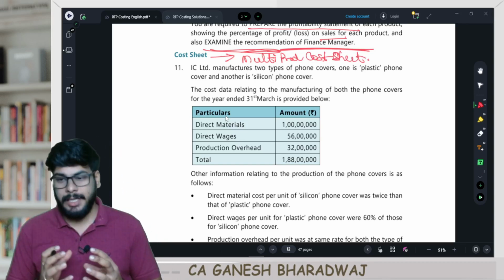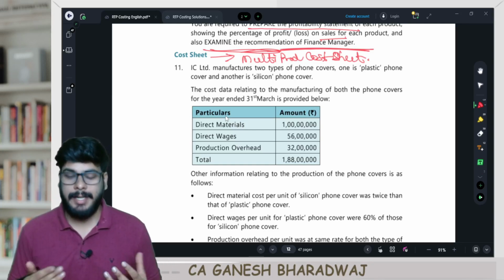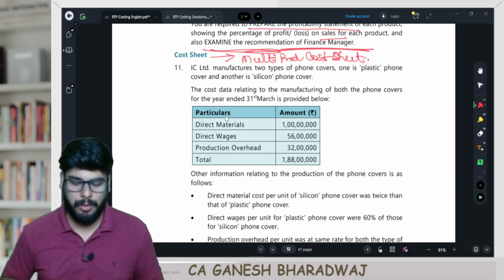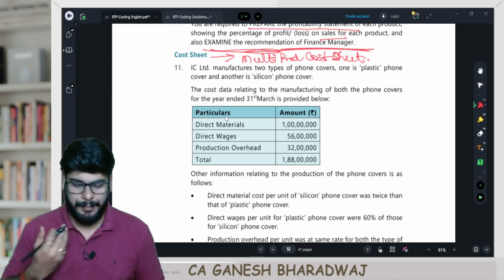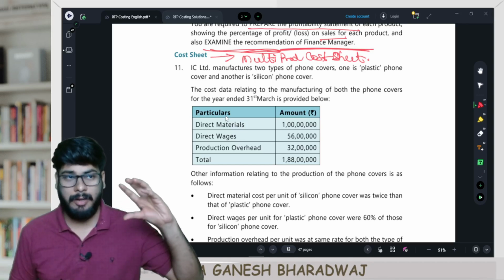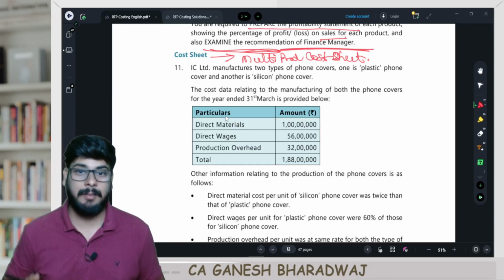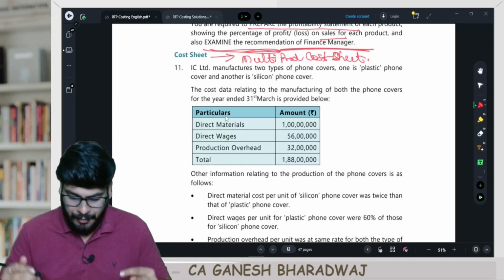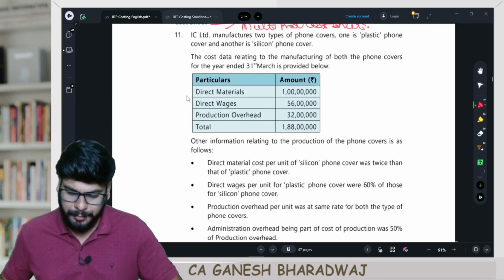Basically, the company deals in more than one product, right? So in that case, how do you go about with the preparation of cost sheet? Now, this is ideally one question which we've done in our regular classes also. I gave an example of Kaju Katli, if you guys remember. Fine. So now let's get started with this question.